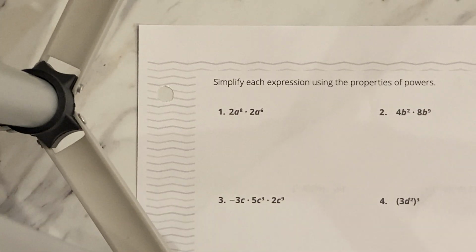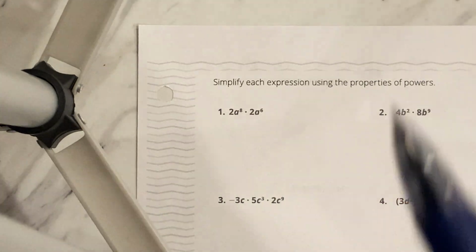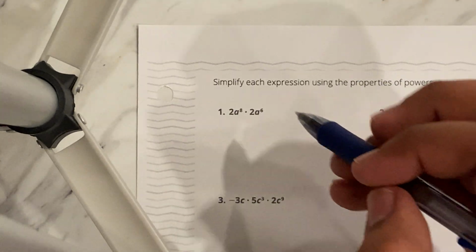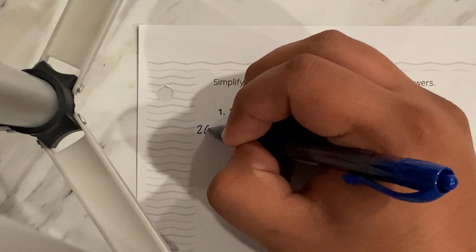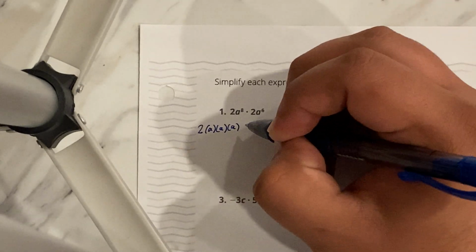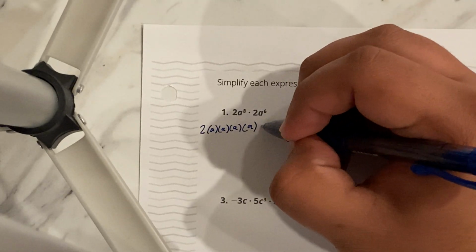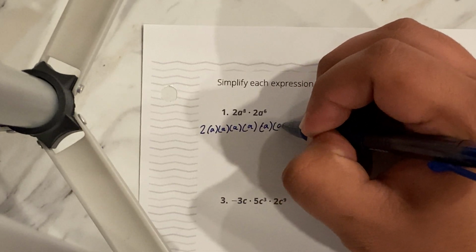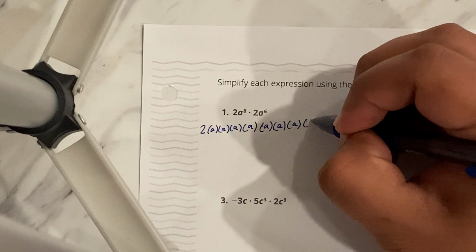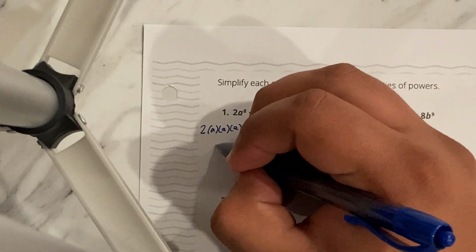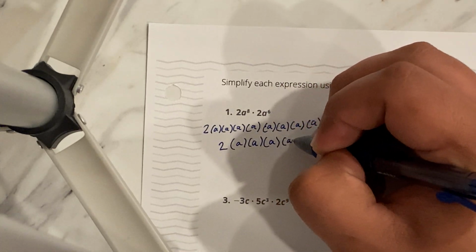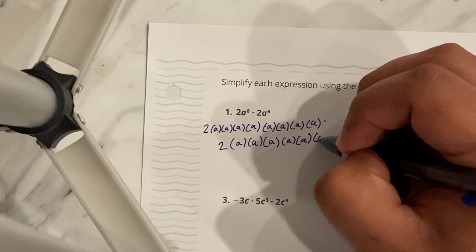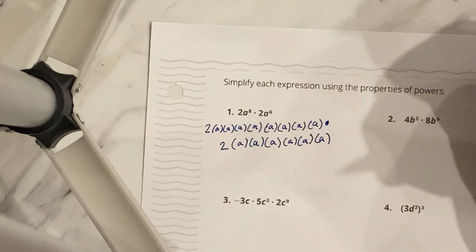Looking at number 1. First things first, where is the exponent? It's on my A. So I want to make sure I show exactly what I'm doing, okay? So I'm doing 2. There's 8A, so I'm going to do A times A times A times A. Let me do 4 more A. Sorry, this is actually a little longer than I thought, but that's okay. And then times another 6 A's. And remember, we're multiplying, okay?